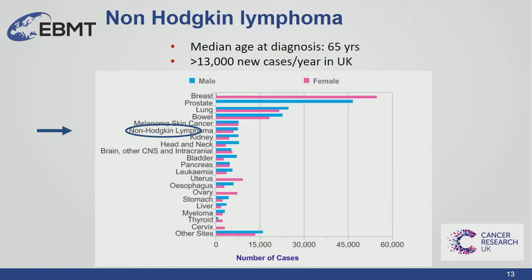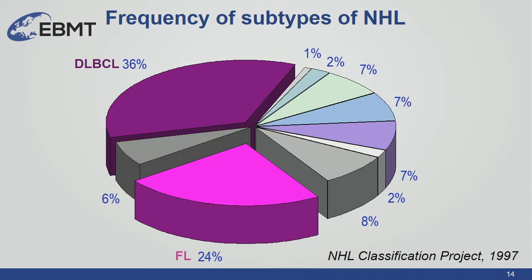So moving on to the different specific entities, non-Hodgkin lymphoma is relatively common. In the UK, it is the 6th most frequent type of cancer. But as I said, and as you've seen from the previous classification, non-Hodgkin lymphoma is actually a huge group of different diseases. And this is a bit old, based on the previous classification, but the summary is that the most frequent type of non-Hodgkin lymphoma is diffuse large B-cell lymphoma, and the second most frequent is follicular lymphoma.